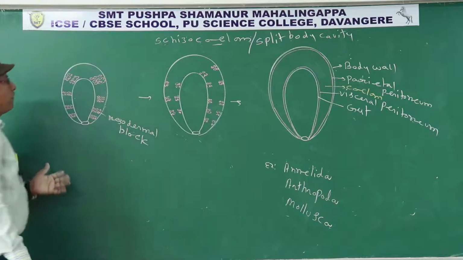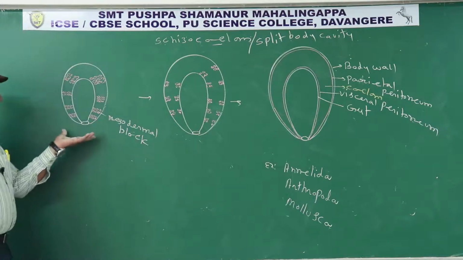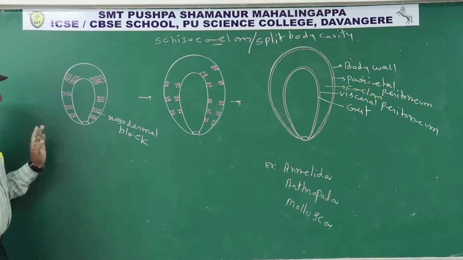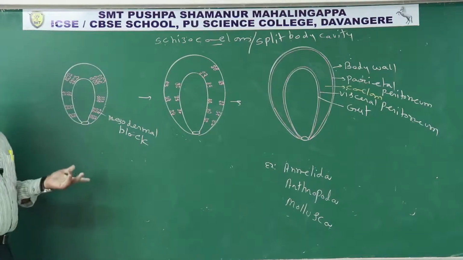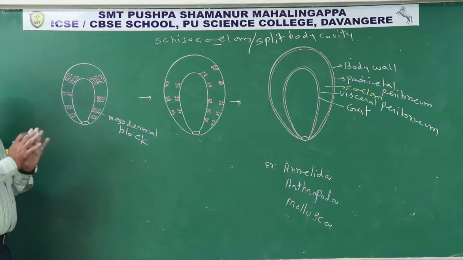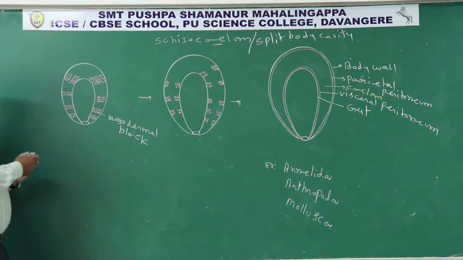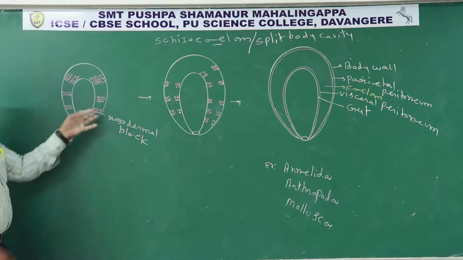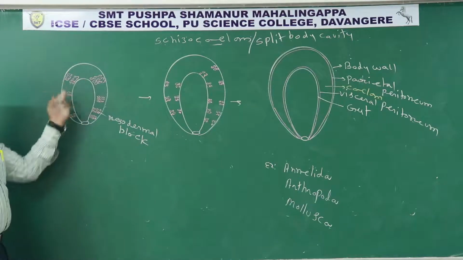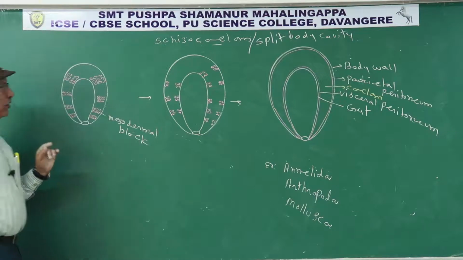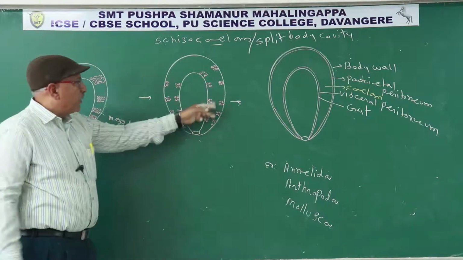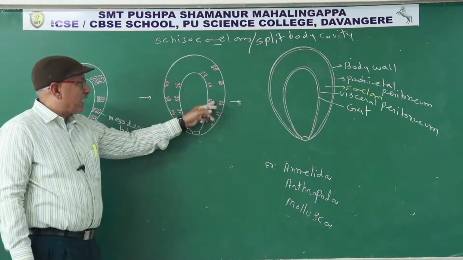Once again, in gastrula stage, the cells present at the rim of gastrula undergo repeated mitotic division. Several new cells are formed. The newly formed cells congregate, come closer. As a result, paired mesodermal blocks are formed. Later, mesodermal blocks split. Due to splitting of mesodermal blocks, a cavity is formed.